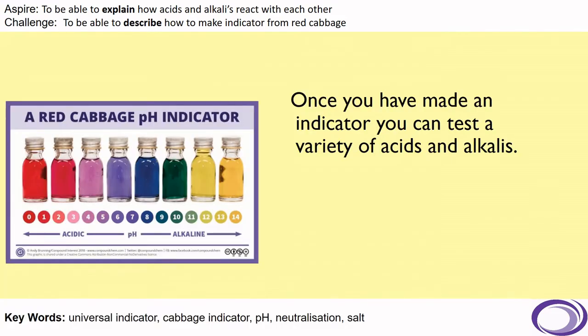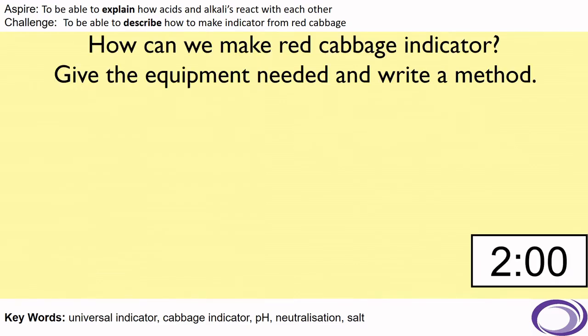Now once you have made an indicator, you can then use it to test a variety of acids and alkalis. Now, how can we make red cabbage indicator? I'd like you to give the equipment we would need and write a short method for this process.